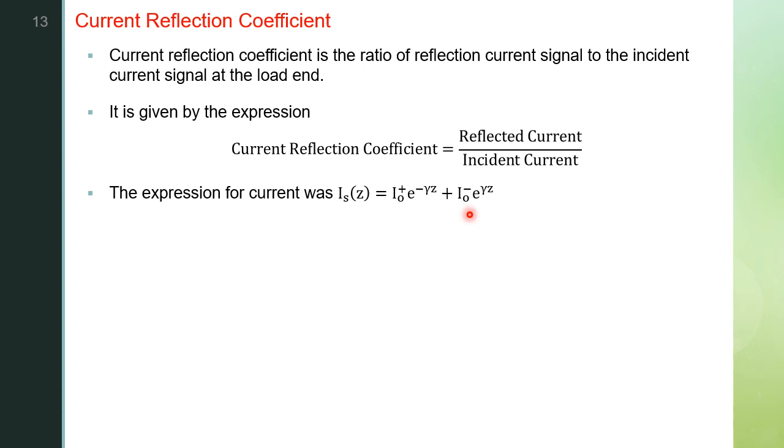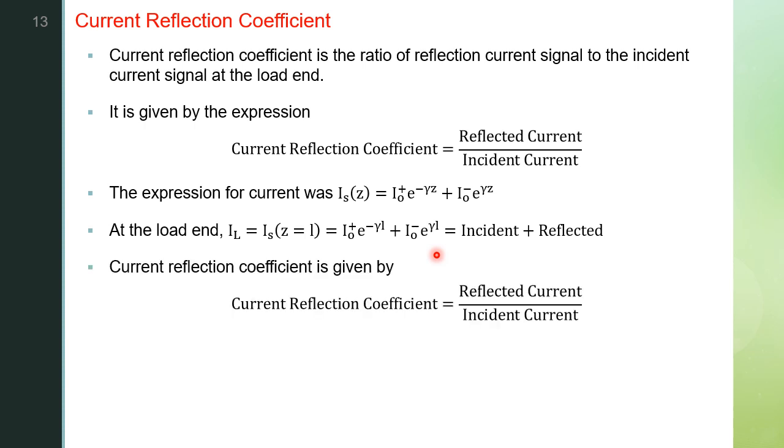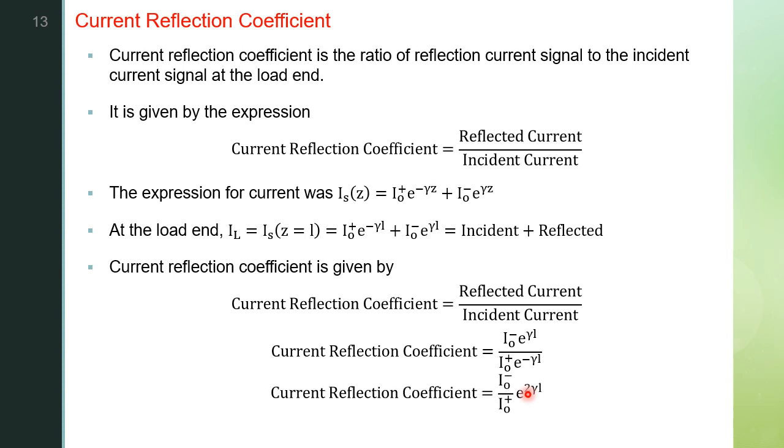On substituting this back into the expression for current reflection coefficient, we are considering the load end. So the value of Z is L. So the current at the load end is given by I naught plus e raised to minus gamma L plus I naught minus e raised to gamma L, where this is the incident wave and this is a reflected wave. Substituting this into the expression for current reflection coefficient, you will get it as reflected current by incident current. Hence, the expression is I naught minus e raised to gamma L divided by I naught plus e raised to minus gamma L. Hence, this expression reduces to I naught minus by I naught plus e raised to 2 gamma L.